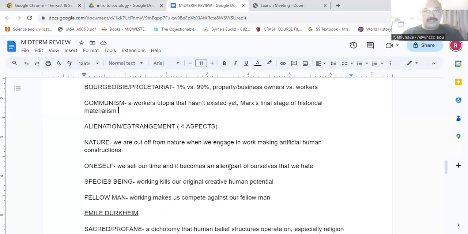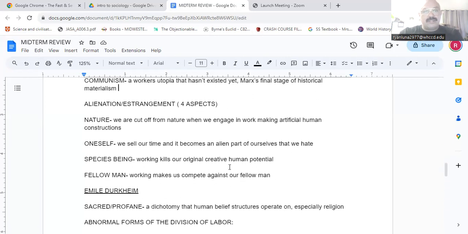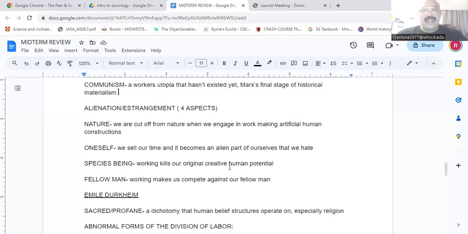Property business owners versus workers. Communism, a workers' utopia that has not existed yet. Marx's final stage of historical materialism. So China now, even though there's a CCP, I think it's Central Communist Party, it's the People's Republic. China's not communist. They're in the first stages of socialism. Capitalism, dictatorship of the proletariat.